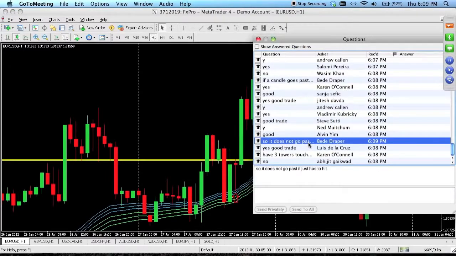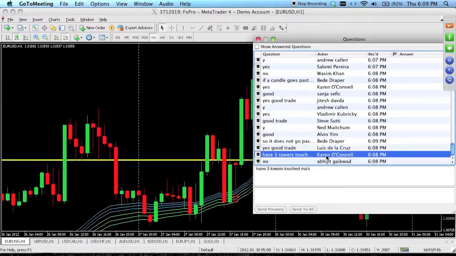It doesn't have to go past it. It just has to hit. Yes, as long as it touches the MA. It can go past it, but it should not close on the other side. For example, the body should not be on the other end. The tails can come out, no problem. Yes, good trade. You don't need 3 towers to touch them. Even if you have just one touching the MA, that's fine.